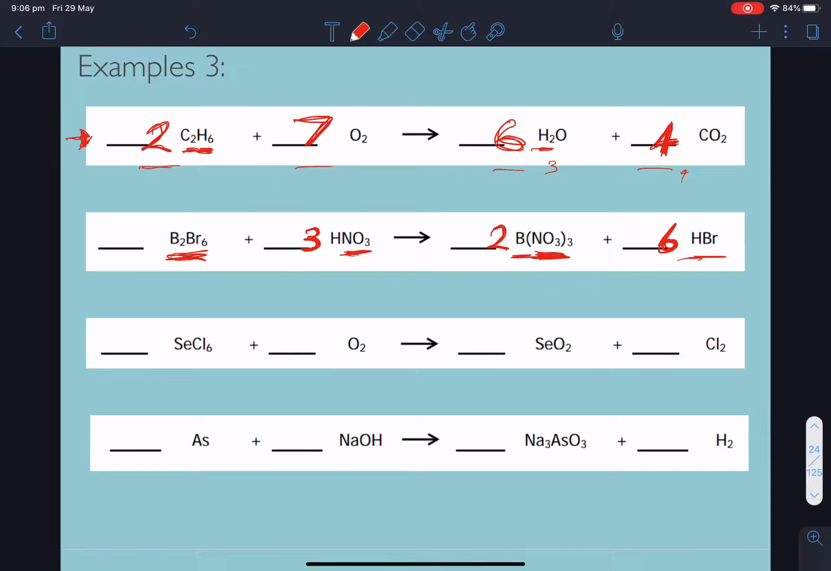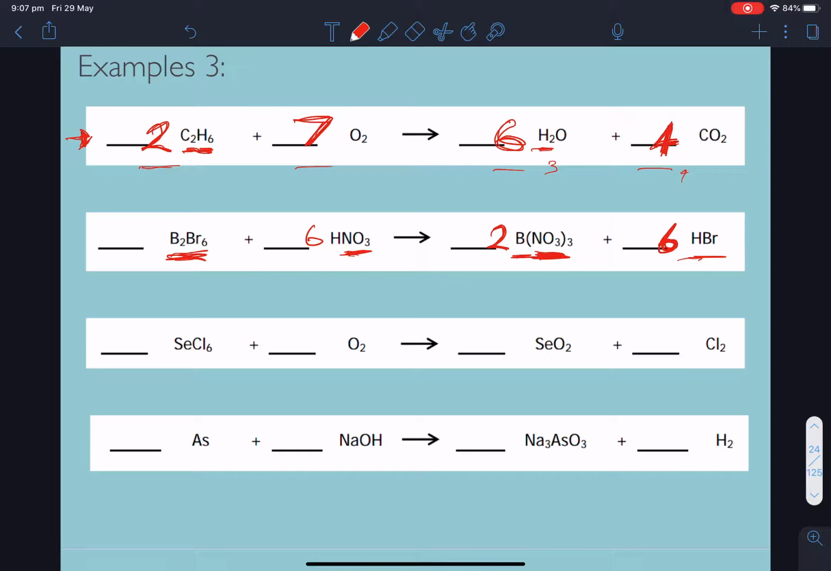Now instead of 3 of them, I've got 6 of them, because each boron nitrate brings 3, and I've got 2 molecules of it. So I've got 6 nitrates, so I'm going to have to change this one over to 6. And we'll see how we're going now.